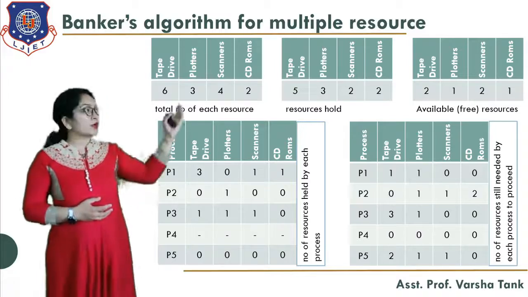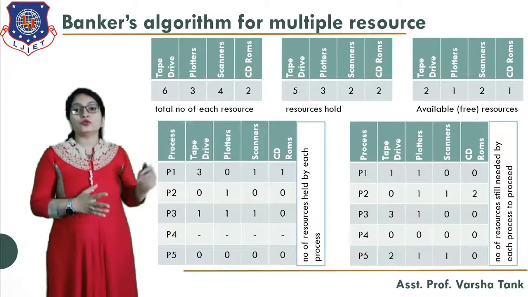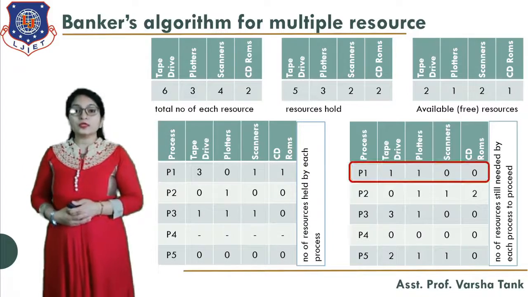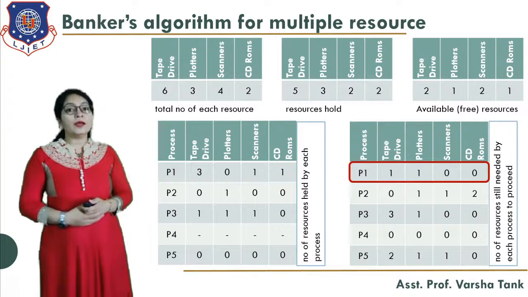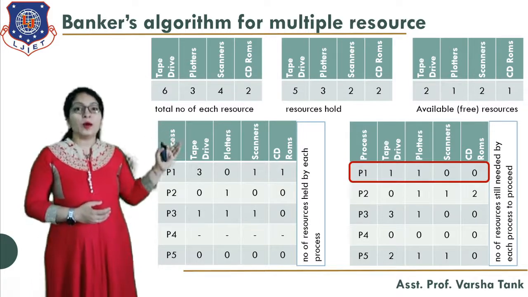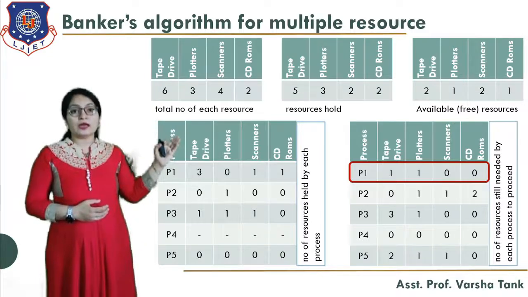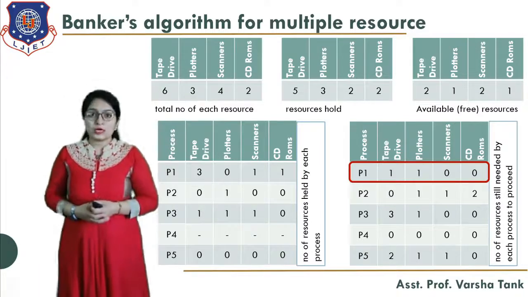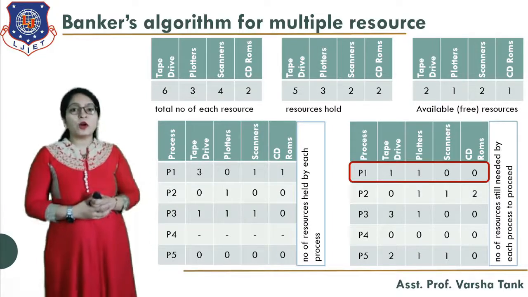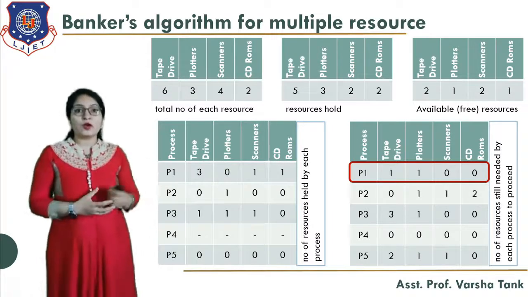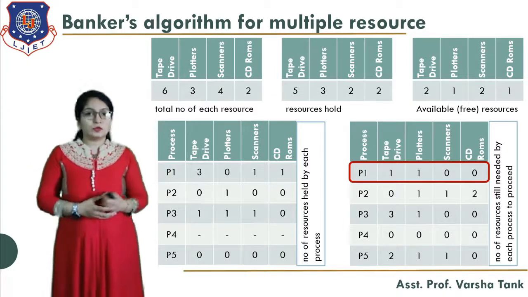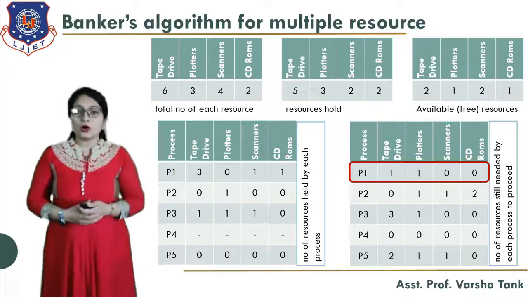So now the total resources held, that is 5322. Got it? Now next we will assign the process P1, because it just requires 1 tape drive, 1 plotter, 0 scanner and 0 CD-ROM. In the same way we can complete the need of the process P5 also, because it requires 2 tape drives, 1 plotter, 1 scanner and 0 CD-ROM.